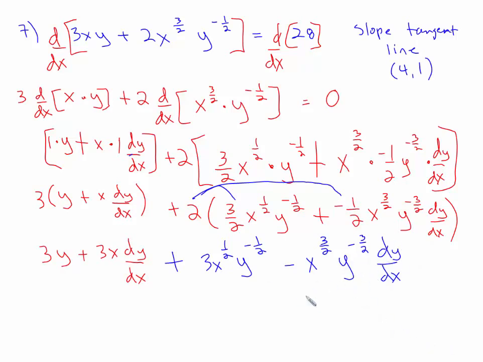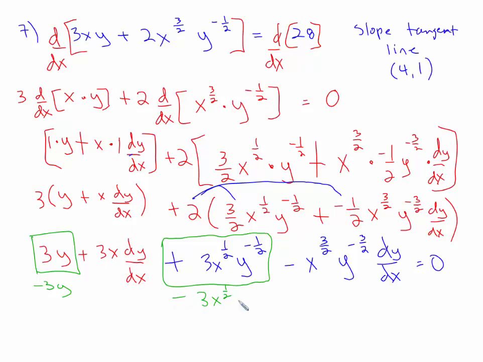Okay, and then now we need to get the dy dx's alone so that we can factor them out. Remember, all this is equal to 0. So what I'm going to do is keep this term here and this term here because they both have a dy dx. We need them here so that we can factor out the dy dx later. So I'm going to move this right here, and I'm also going to move this to the other side of the equal sign. So I'm going to subtract 3y, and I'm going to subtract 3x to the 1/2 y to the negative 1/2 to the other side of the equal sign also. I don't have space, so I'm just going to say it.